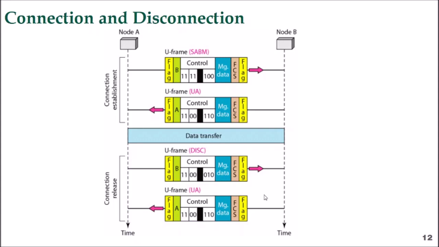Here is an example of a flow diagram of a connection and disconnection. Node A will send a U-frame to B with a control code of 11100, which is a set asynchronous balance mode command. Node B will send to Node A a U-frame with a control code of 00110, which is an unnumbered acknowledgement. Here, Node A will send to node B a U-frame with a command code of 00010, which is a disconnect command. And node B will send to A a U-frame with 00110, which is another unnumbered acknowledgement.